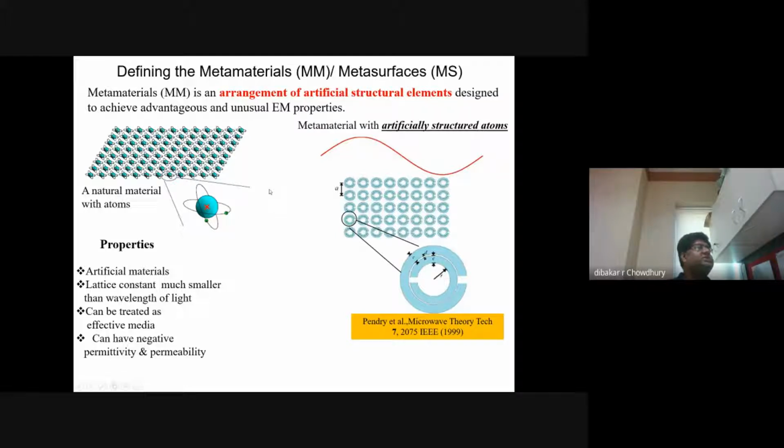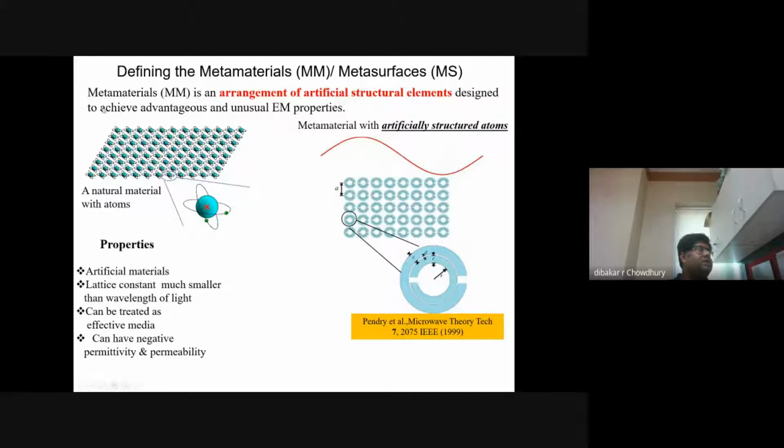So first of all, this is a material. And why is it called a material? Because this is the metamaterial and this is a natural material. You see that in a natural material, atoms or molecules are periodically placed with some discipline. Similarly in a metamaterial, these resonators are each a meta atom, and they are also periodically placed.